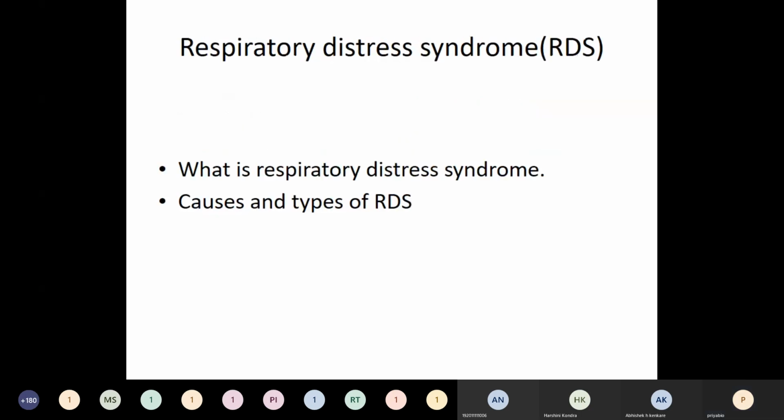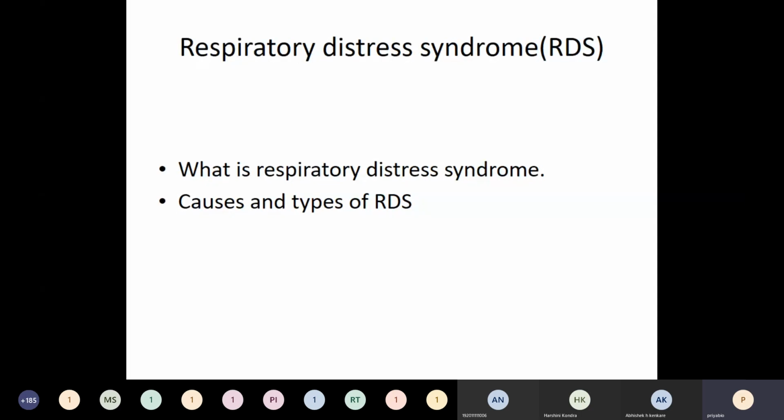Okay. Next we'll go to the other important topic, respiratory distress syndrome. What is respiratory distress syndrome? If a person or a baby cannot breathe on its own properly, then you call it respiratory distress syndrome. What are the types of respiratory distress syndrome? Acute respiratory distress syndrome, commonly seen in adults, and also neonatal respiratory distress syndrome. So more we will focus on neonatal respiratory distress syndrome.